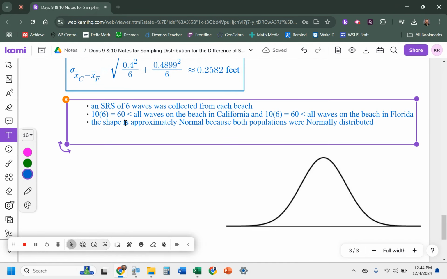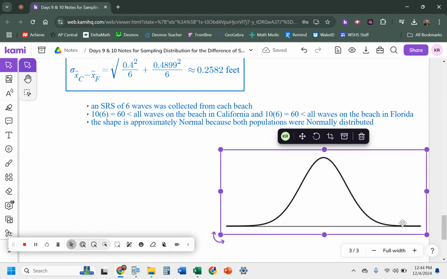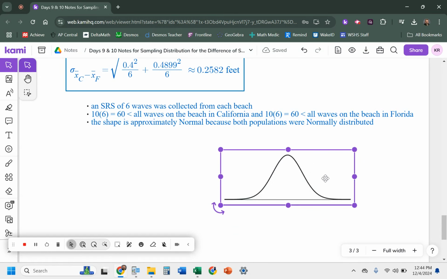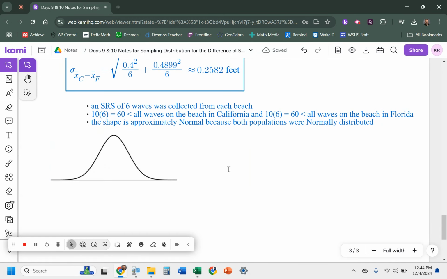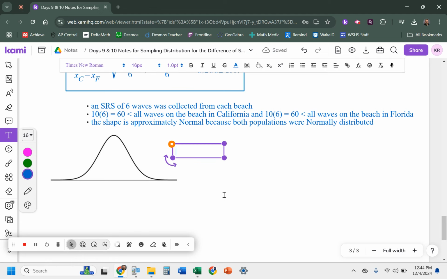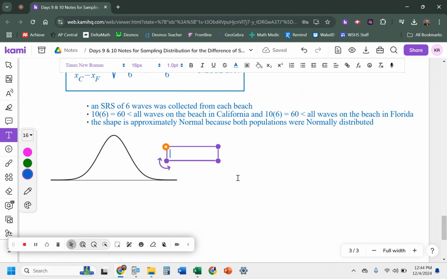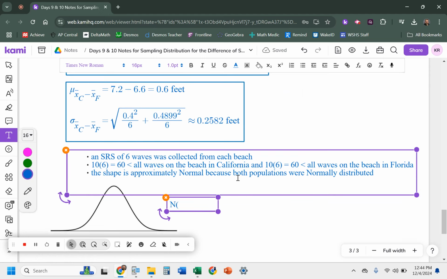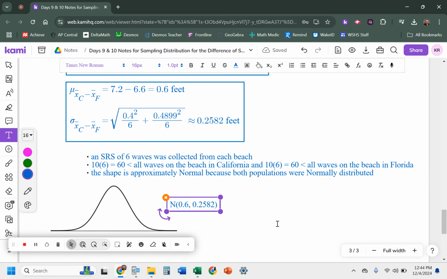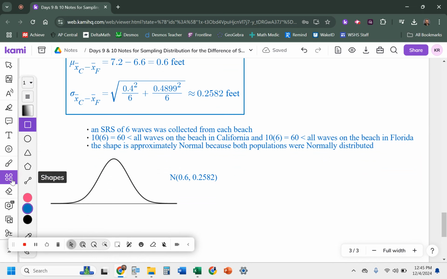All right, so now that I have all of that, I'm going to go ahead and sketch out my distribution. I'm going to make a picture of it. And I also want to state the parameters for my distribution, so let's do that. We're not going to mark all three standard deviations in here to show that it follows the empirical rule. Instead I'm going to say that it's normal with a mean of 0.6 feet and a standard deviation of about 0.2582 feet. And so those are the parameters for this. And so I'm going to go ahead and draw my center in here at 0.6.